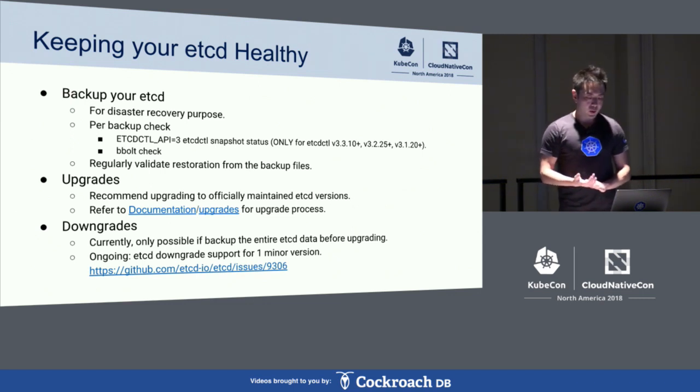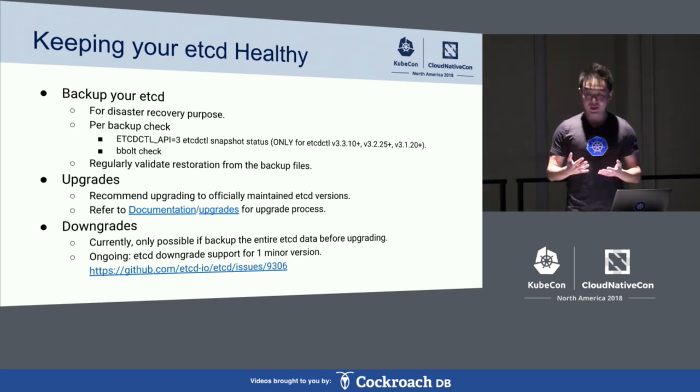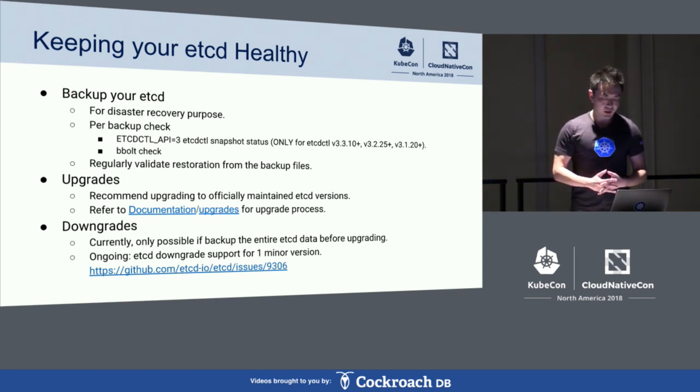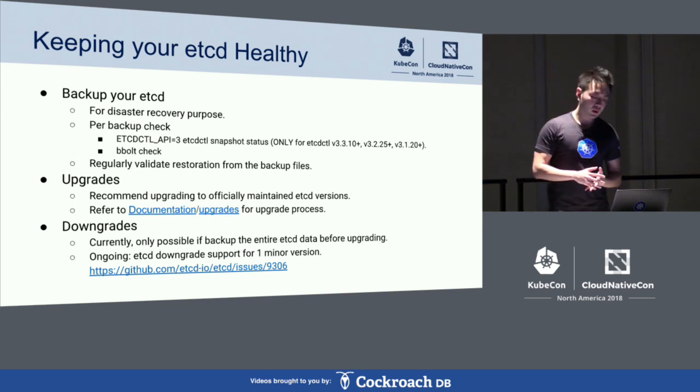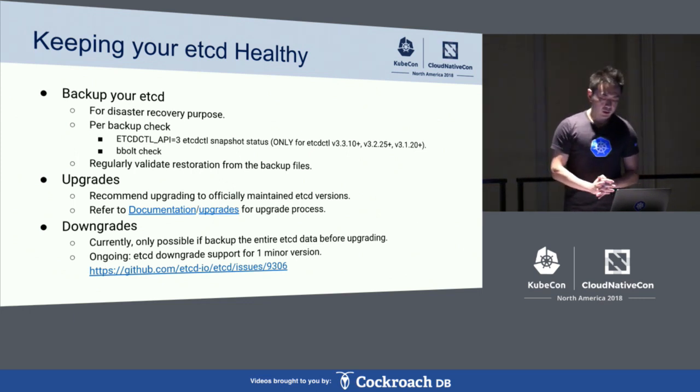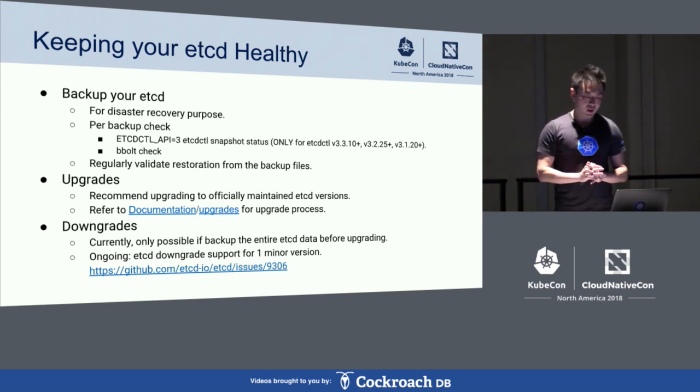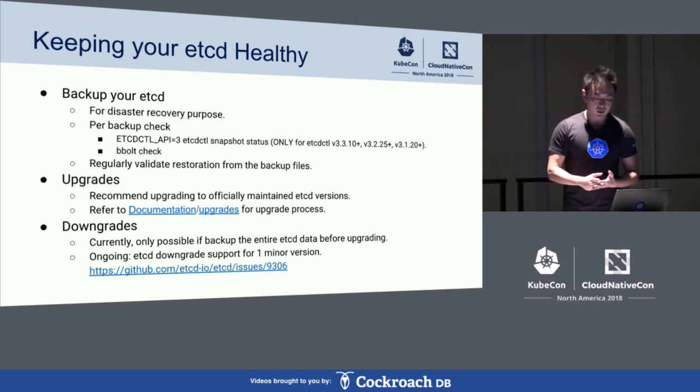Upgrades. Again, we recommend you upgrade to the officially maintained versions. Upgrade itself is not trivial, but there is a well-documented process in the GitHub docs. Downgrades. Currently the only possible way to downgrade is if you back up everything before upgrade. But there is ongoing support for one minor version downgrade. If you want to track the progress, it's in that GitHub issue.